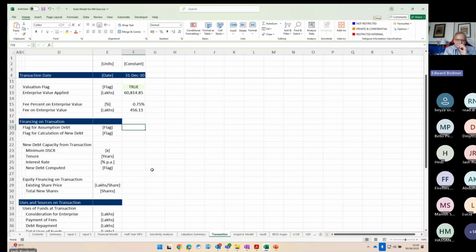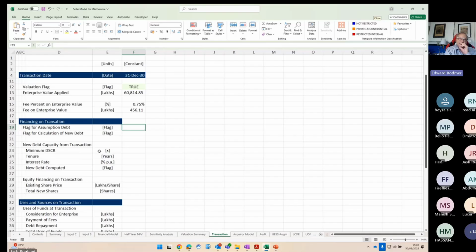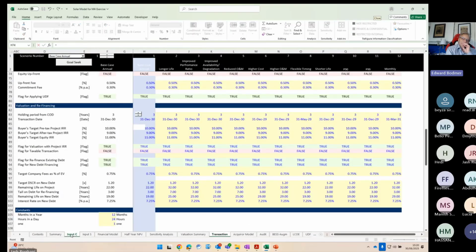Can you go to Input C? I think I probably didn't put that in. Yes, flag for refinance. Go to that true. So let's refinance the debt. Put an equal sign, and then we're going to refinance the existing debt.